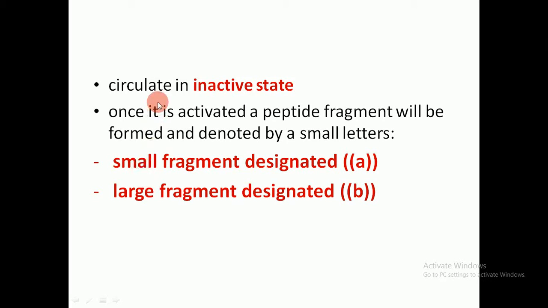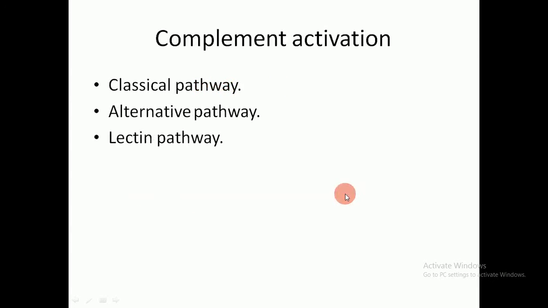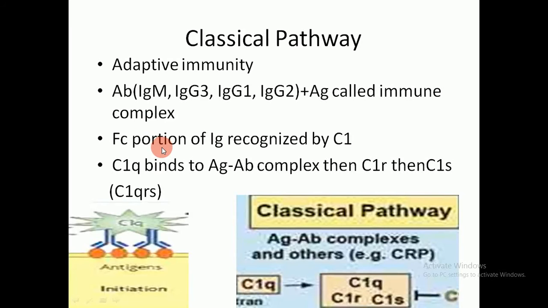Complement circulates in the serum in the inactive state. Once it is activated, peptide fragments will be formed and denoted by small letters: a small fragment designated small a and a large fragment designated small b. Complement activation occurs through the classical pathway, the alternative pathway, and the lectin pathway.